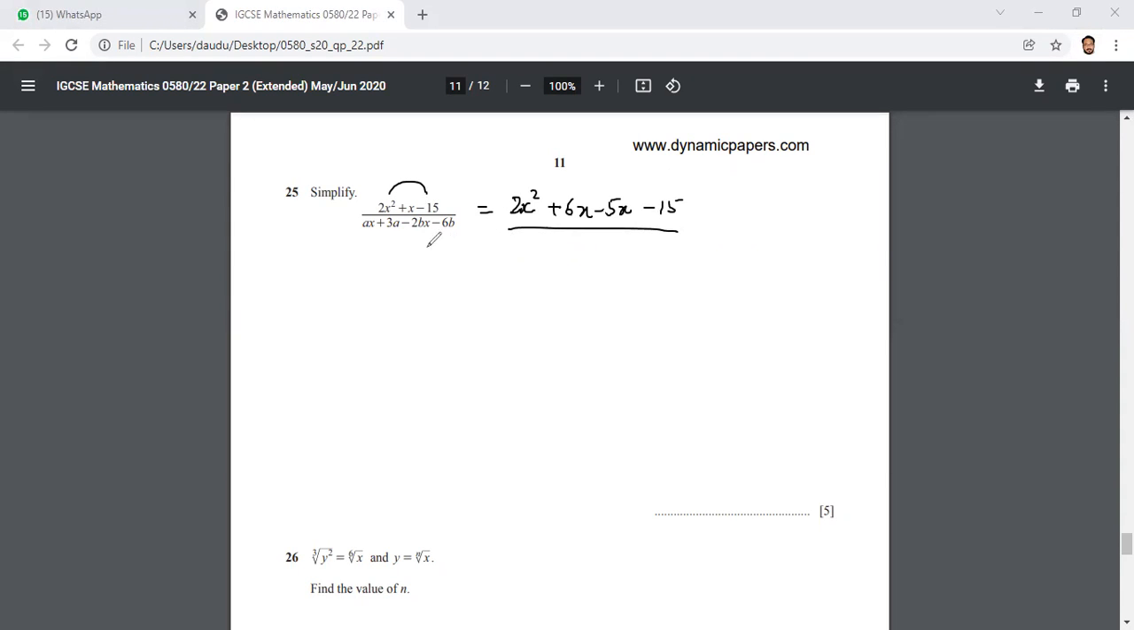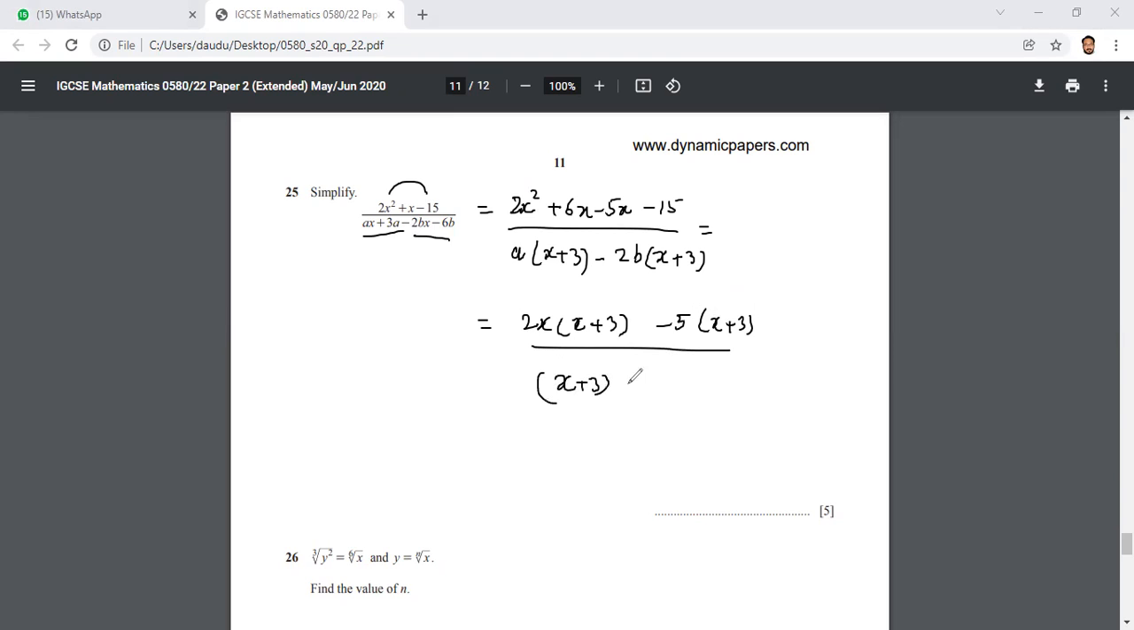And here we have common what? We can use the group concept, group factorization. a, so x plus 3, and minus 2b, which gives me x plus 3 again. And here up, we can do it here: 2x common, so x plus 3, and minus 5 common, so x plus 3, over x plus 3, a minus 2b.